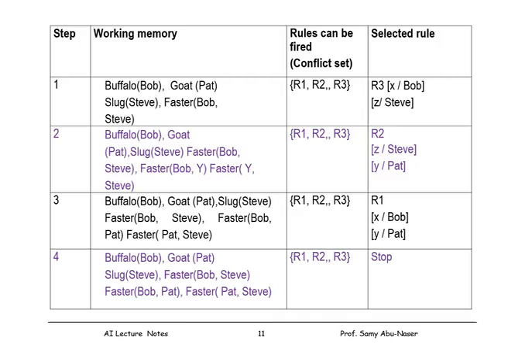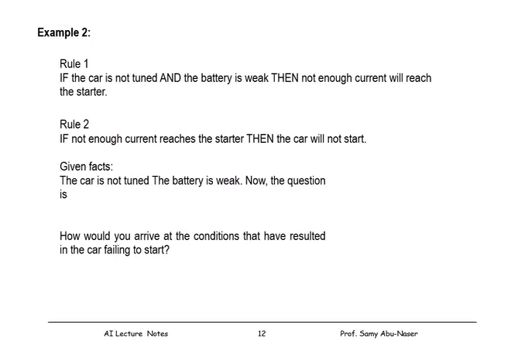Let's see another example for backward chaining. Here is the example. Rule 1, if the car is not tuned and the battery is weak, then not enough current will reach the starter. Rule 2, if not enough current reaches the starter, then the car will not start. Given facts, the car is not tuned, the battery is weak. Now the question is, how would you arrive at the condition that have resulted in the car failing to start?